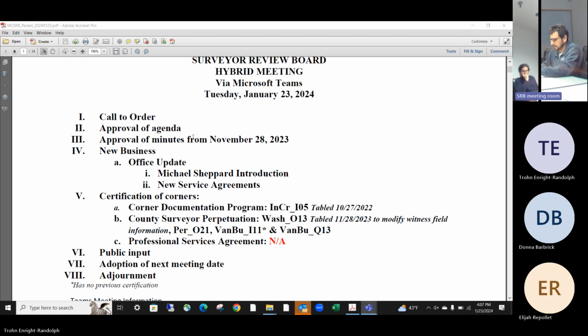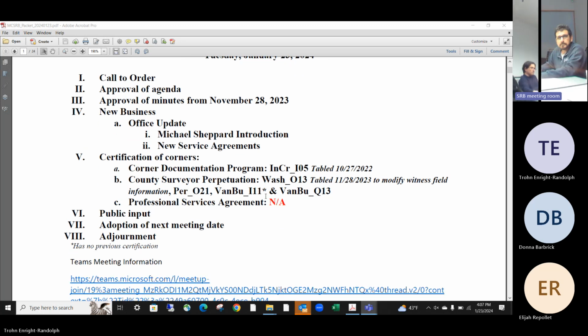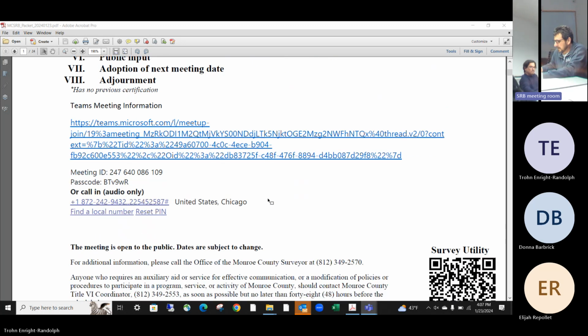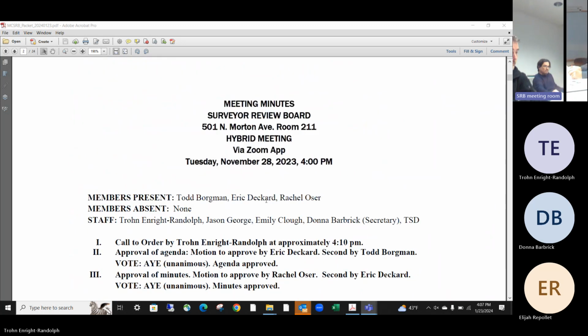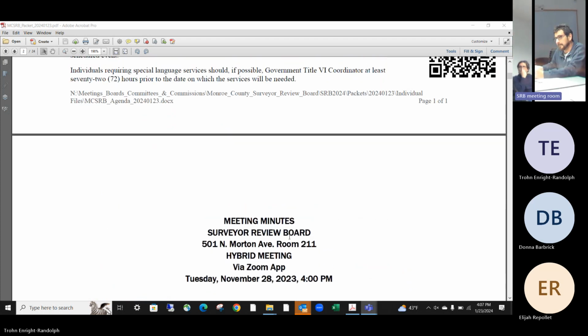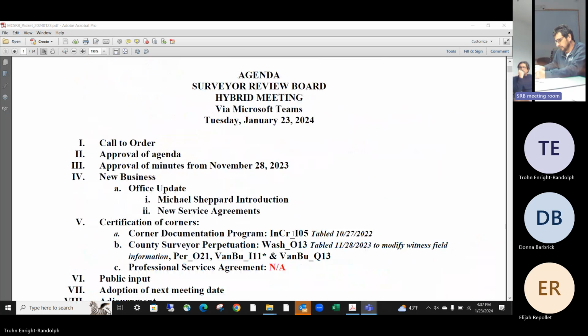We'll go with approval of the minutes from the November 28th meeting. I can scan through them, but if you had time to look them over and are comfortable, I am looking for a motion. Motion to approve. We have a motion and a second. Voice vote. All in favor, say aye. Aye. Opposed, same sign. Hearing none, the minutes are approved.